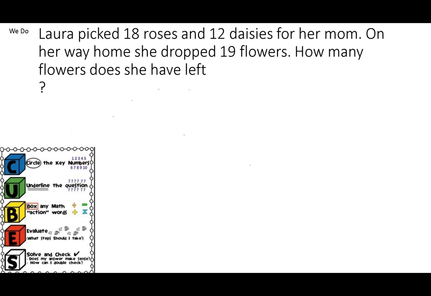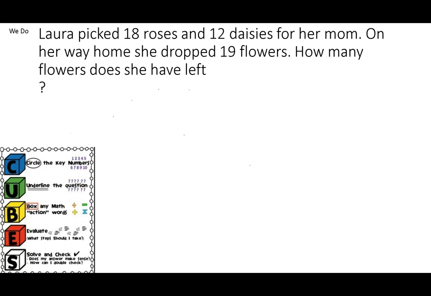So, you guys are going to help me solve this multi-step word problem. The problem reads, Laura picked 18 roses and 12 daisies for her mom. On her way home, she dropped 19 flowers. How many flowers does she have left?